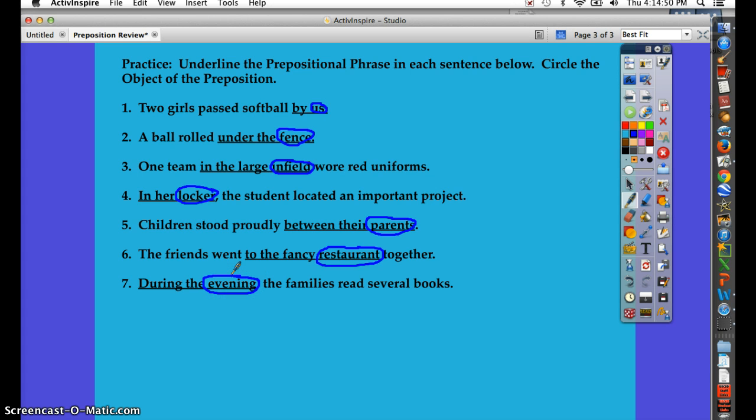And hopefully this review will help all of you to understand prepositions, their role in a sentence, how to locate prepositional phrases and objects of prepositions as we close out this unit.